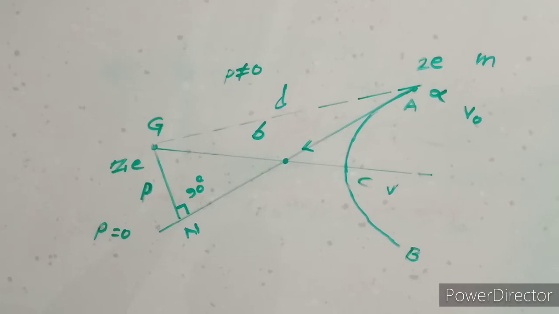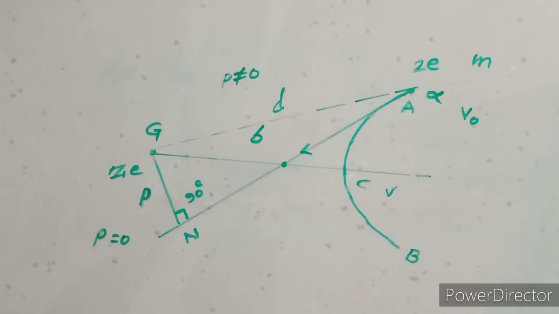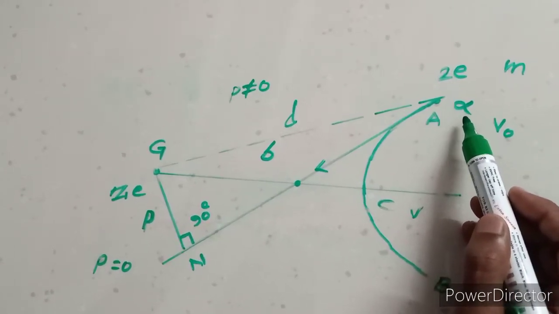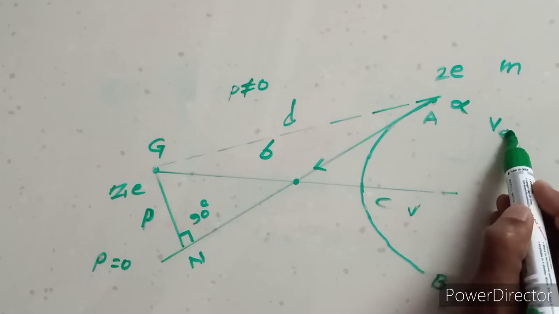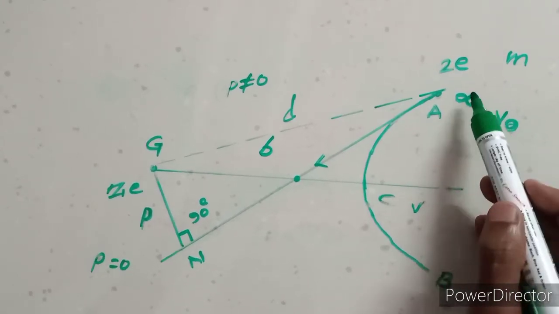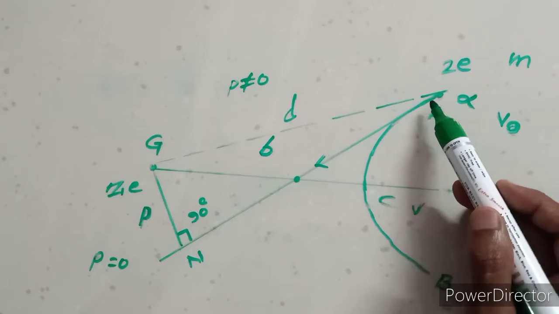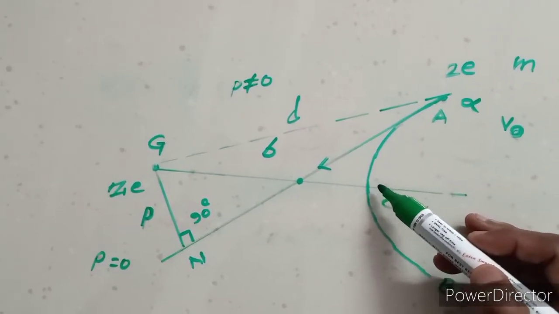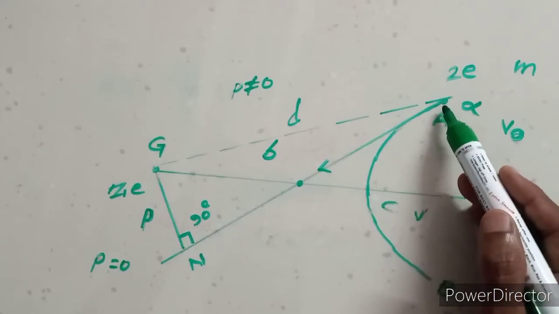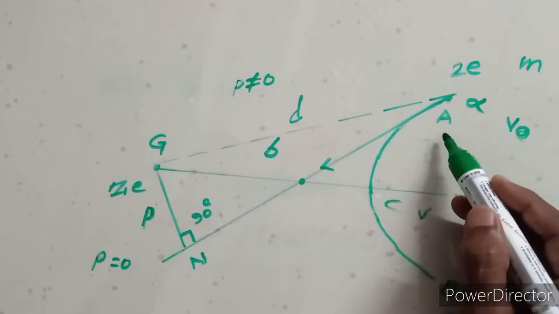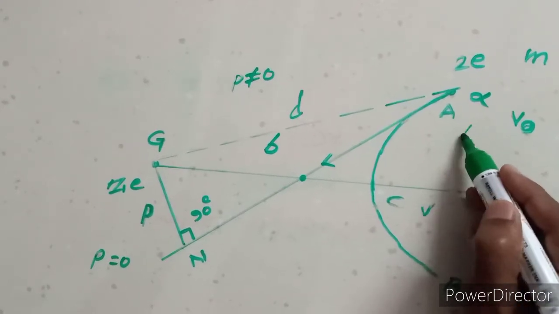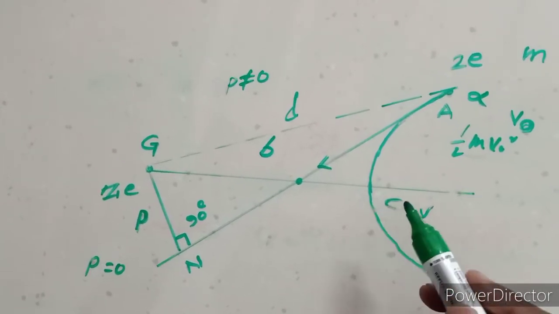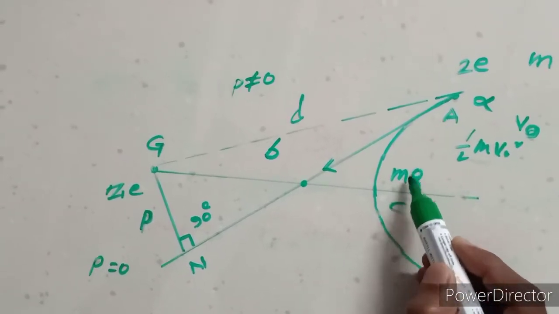Now we apply the law of conservation of energy. First of all, the alpha particle has kinetic energy due to the velocity v0. The alpha particle travels along the path ACB and reaches point C. This kinetic energy is converted into potential energy. Here the kinetic energy equals half m v naught square. Here the potential energy is mgh.